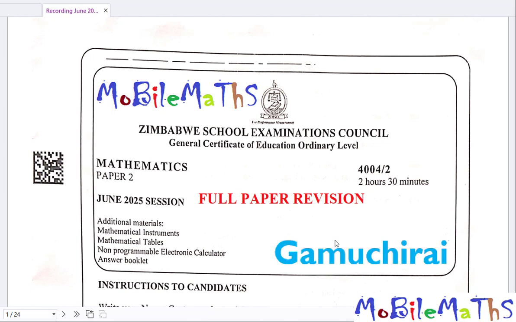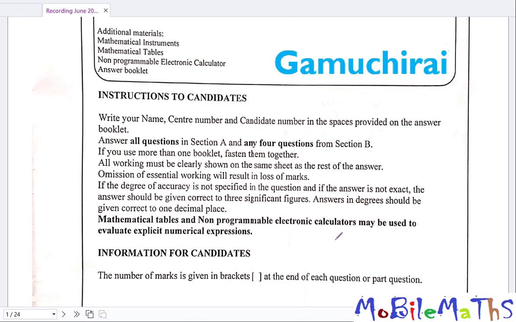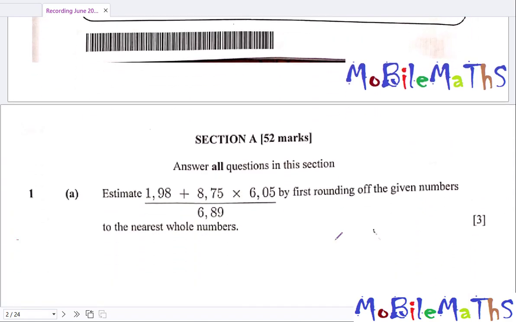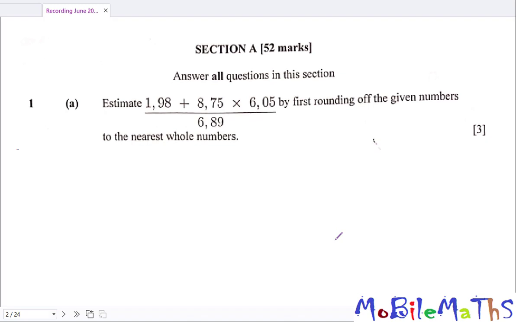So today I have the privilege to do June 2025 paper 2 with you. For this one we are going to be using calculators or mathematical tables, but in my case I'm going to be using calculators. So let's jump into it. Okay, so the first question, we have got two sections, section A and section B. I'm going to be answering all the sections, all the questions.